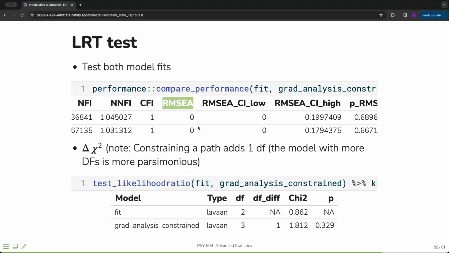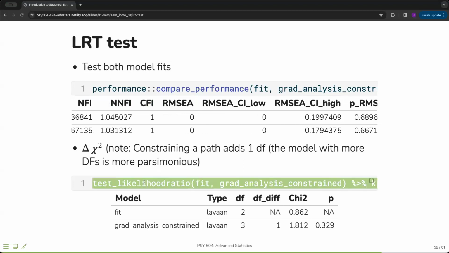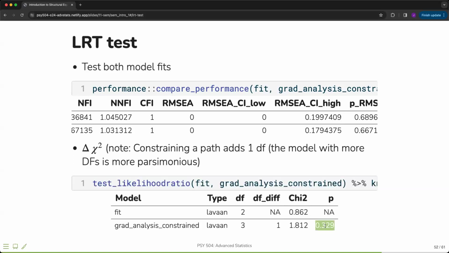Because both models fit the data pretty well, we can conduct a change in chi-square. And we can use the test likelihood ratio function that we've used before to test models. I want to note here that when we constrain a model, so we set a path to be 0, that frees up 1 degree of freedom. So the most parsimonious model in this case would be the one that has the most degrees of freedom. When we conduct the likelihood ratio test here, we see that our p-value is not statistically significant.